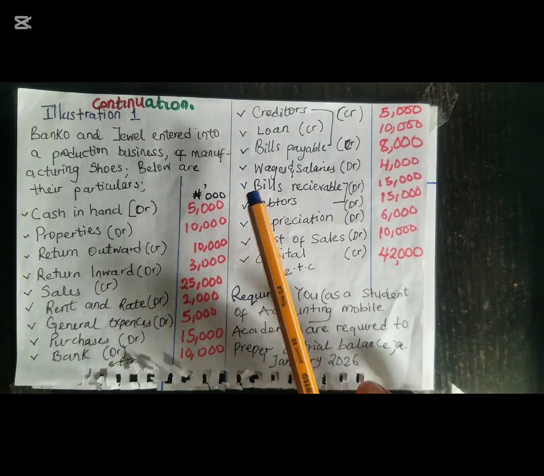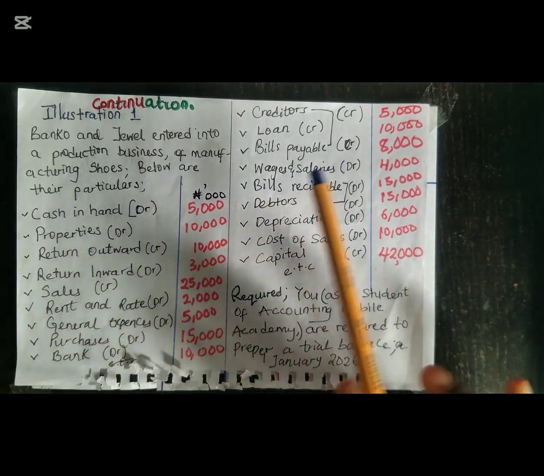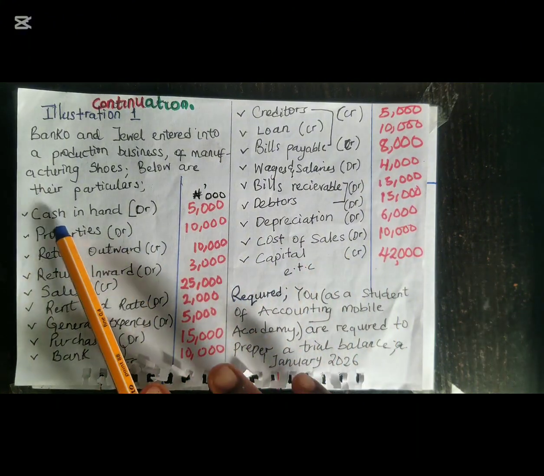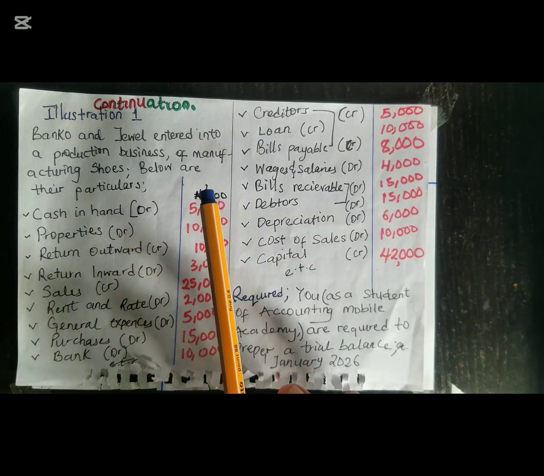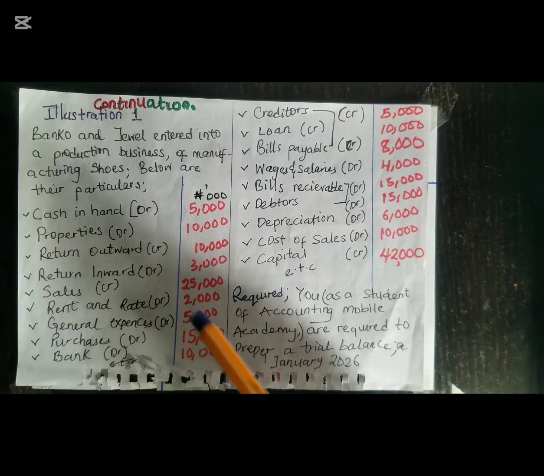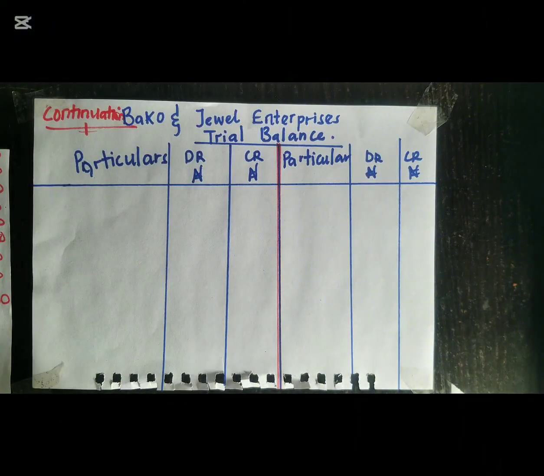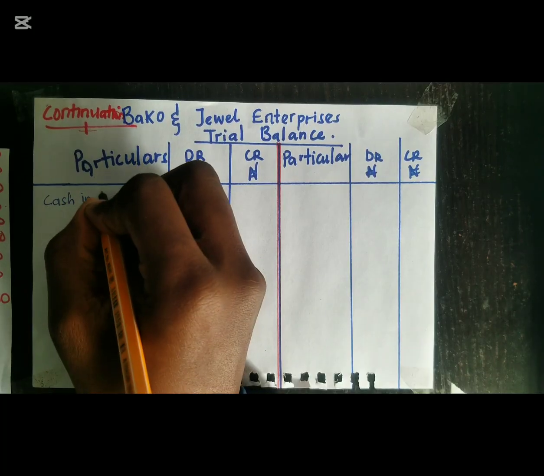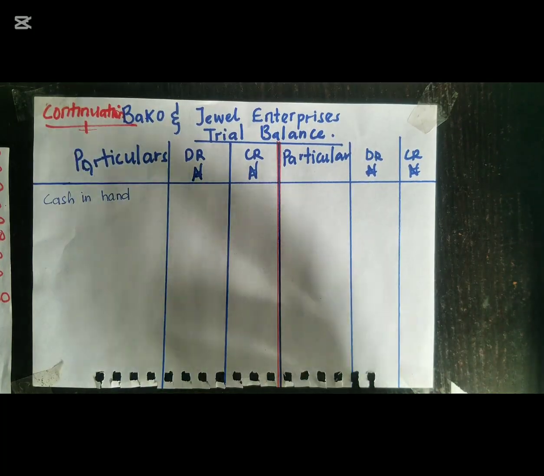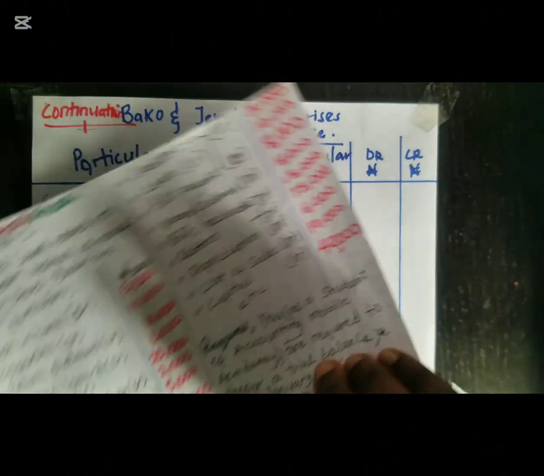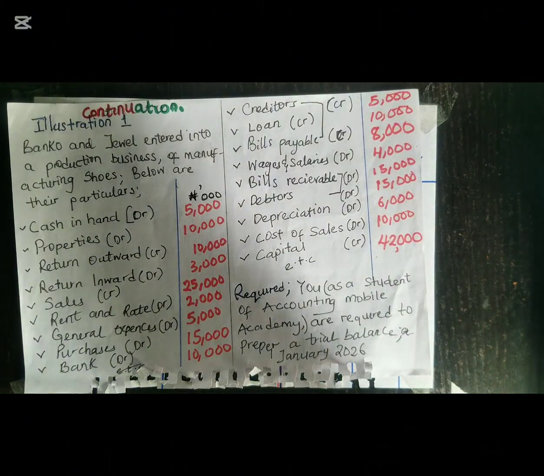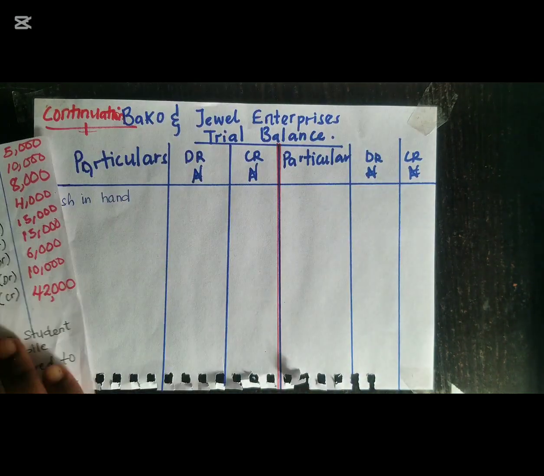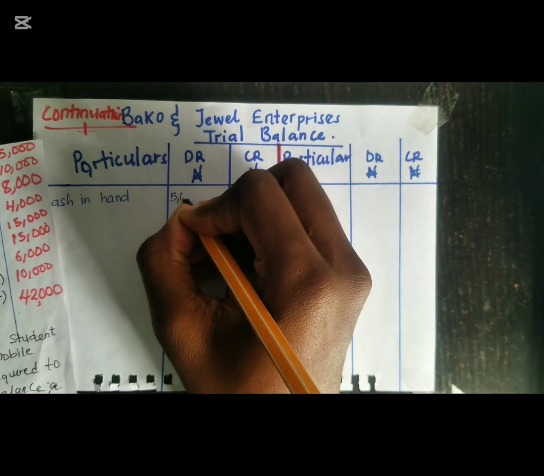So now I'm going to be extracting and putting all our items here on the debit or credit side. So the first one is cash in hand. Cash in hand is a debit balance. Cash in hand must have a debit balance. So that's what we're going to be doing first. Cash in hand is debited with what? It's debited with 5,000 naira, or let me say 5 million naira. So I'm going to put it here. You can put 5 million.